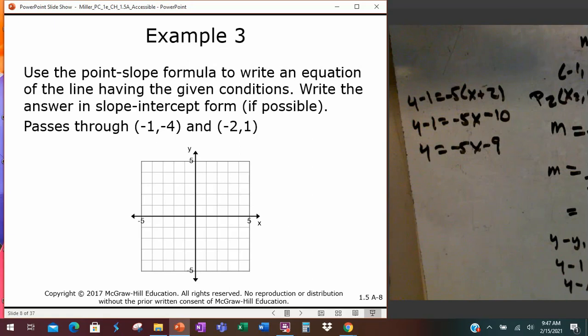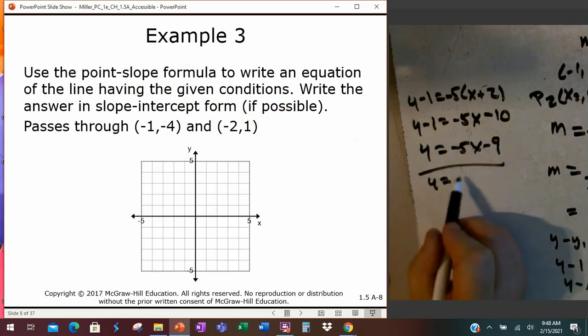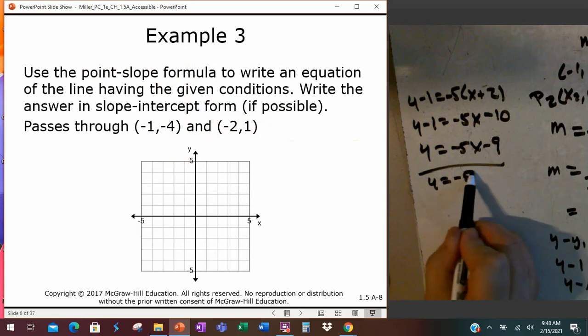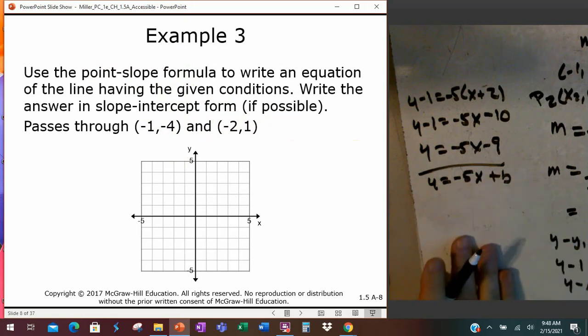So we started out, we were given 2 points. We want to use the point slope formula. So I find the slope first, put them into the point slope, and then do the slope-intercept. Once I know the slope, I could also have done y is equal to mx plus b, so I know the negative 5, plus b, but I don't know the intercept.